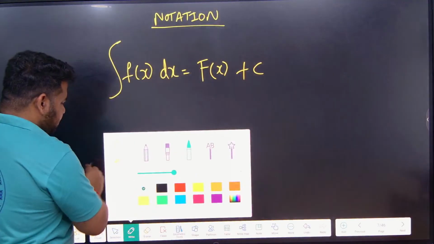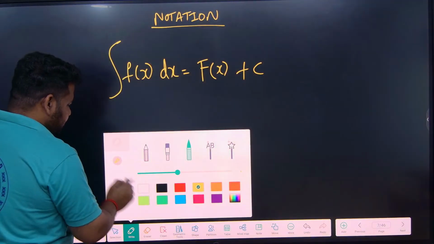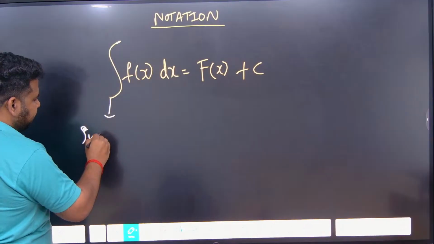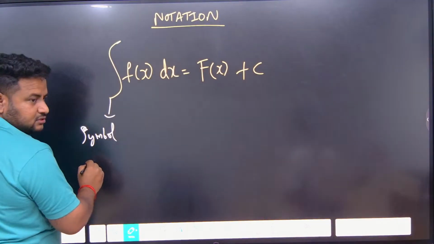Here, what does each of the notation mean? Let us understand. This is the symbol of integration.